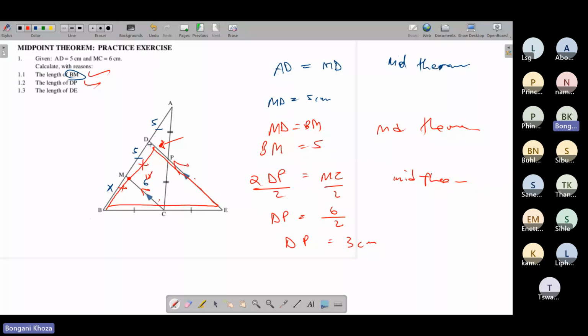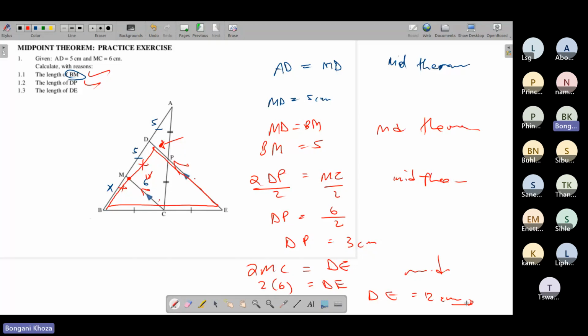DE, where's DE? Is that the whole side? Since this is the longer side, the third side of the triangle compared to this one, we can say 2MC, same calculation as this one, equals DE, midpoint theorem as well. 2MC is 6, so it equals DE. Therefore, DE equals 12 centimeters.